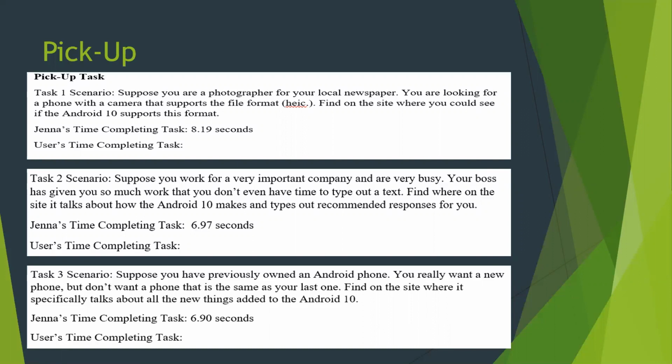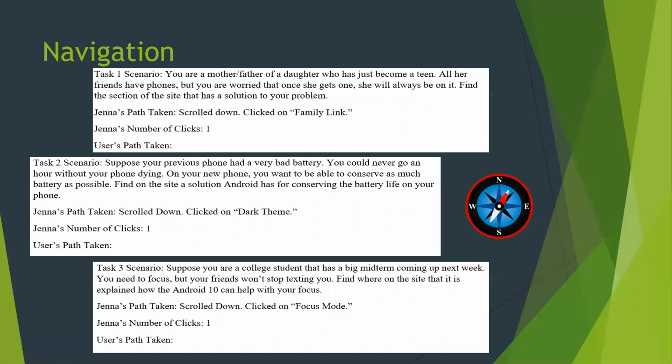To test for the pickup criteria, I provided my users with 3 tasks in the form of scenarios. Prior to these tests, I timed myself completing these tasks. Then I timed the users as they completed each task. I would then later compare these times to see if it was relatively easy for them to pick up on how the site worked and the information presented. I then moved to test my navigation criteria.